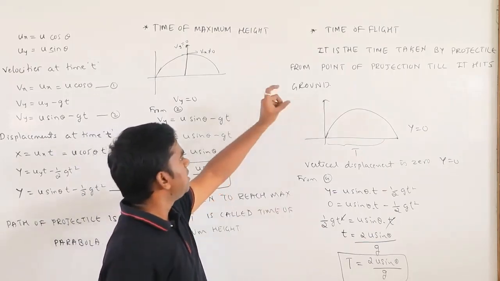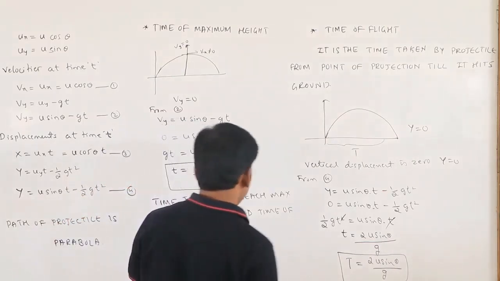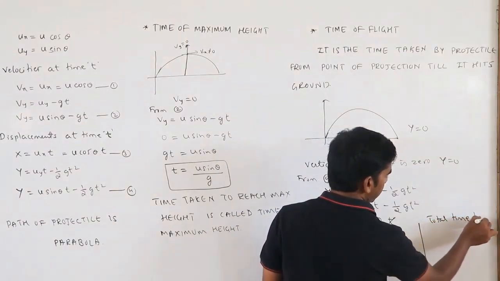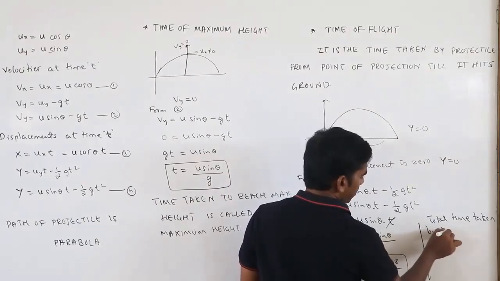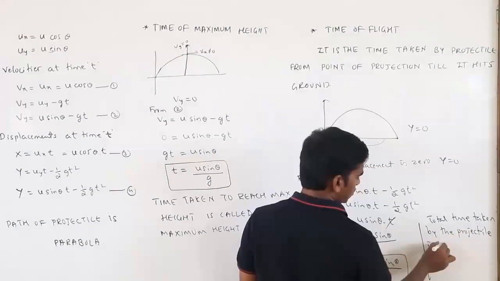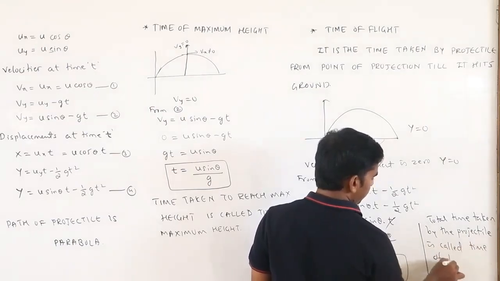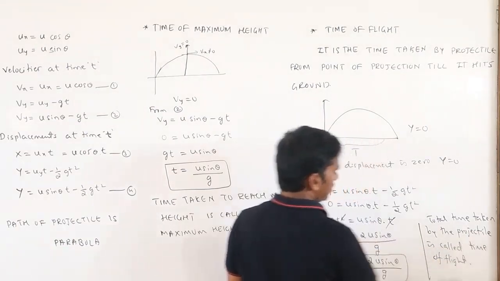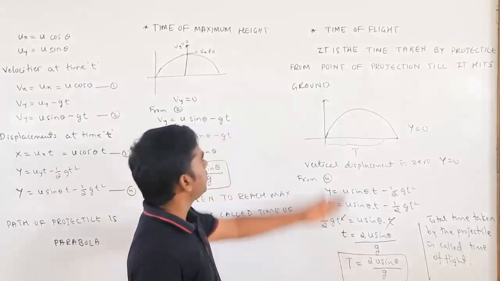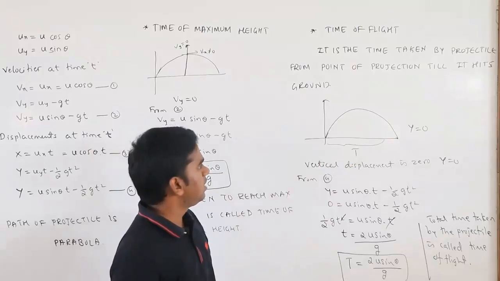So if you are confused with the definition, simply you can write it as total time taken by the projectile. Total time taken by the projectile is called time of flight. You can simply write total time taken by projectile is called time of flight, or you can follow this definition also: the time taken from the point of projection till it hits the ground.